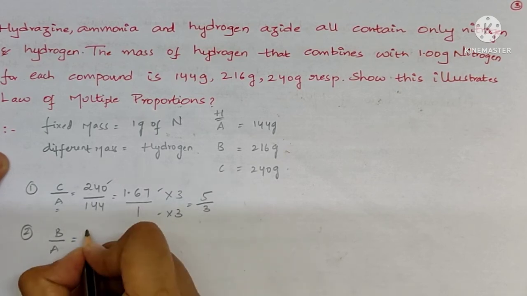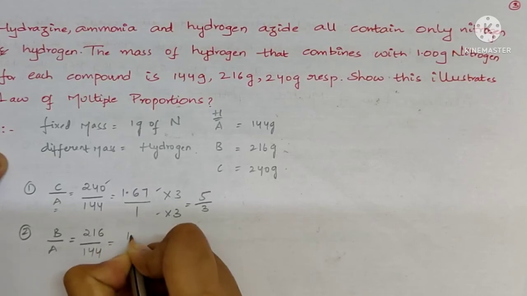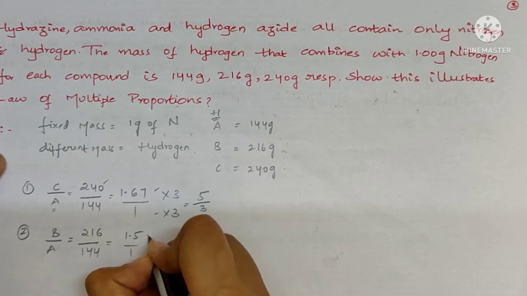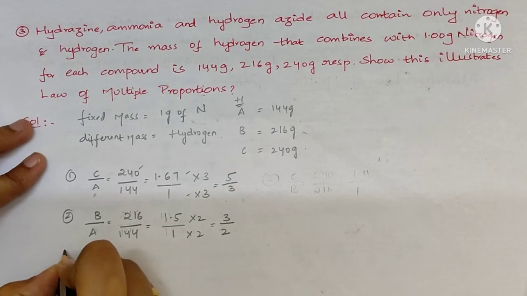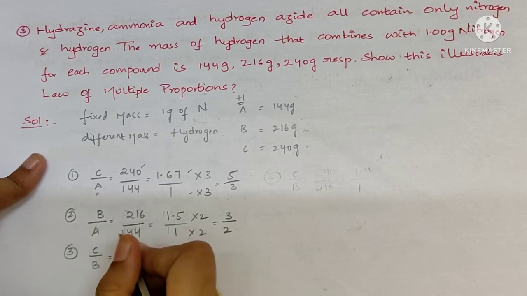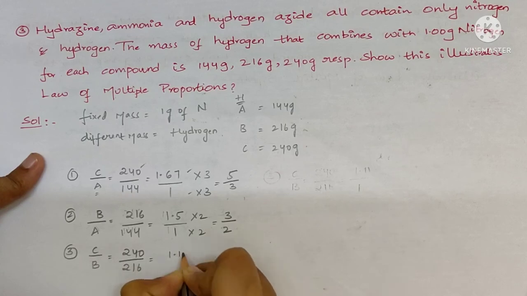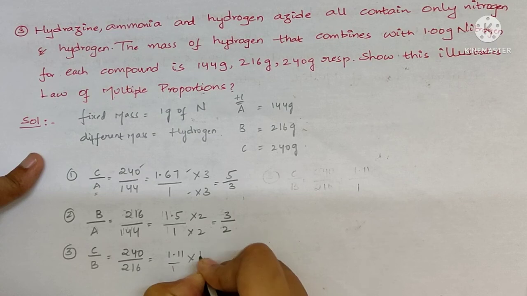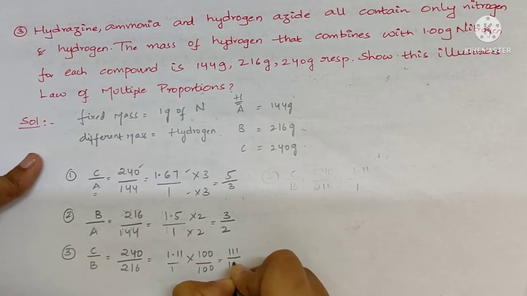In the second case, B by A. What is the mass of B? 216 by 144, that is equal to 1.5 by 1. Here also it's not a whole number, so when we multiply numerator and denominator by 2, finally I'll get 3 by 2. And in the third case, C by B. What is the mass of C, students? 240, and B is 216, and we'll get 1.11 by 1. This is not a whole number, so let me multiply the numerator and denominator by 100, and I'll get the answer as 111 by 100.